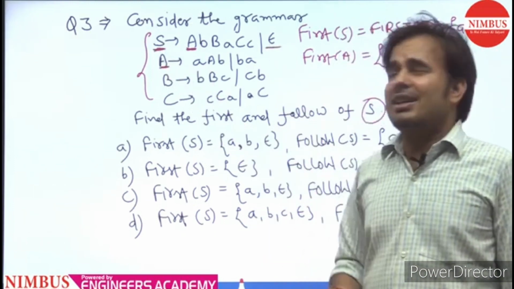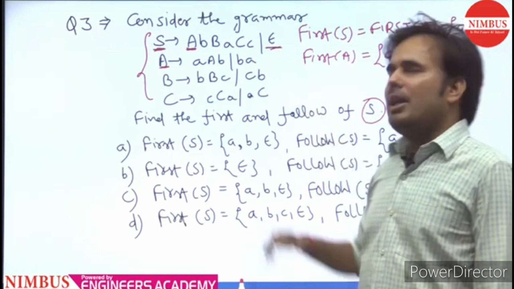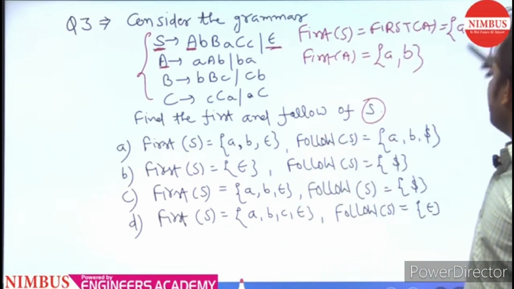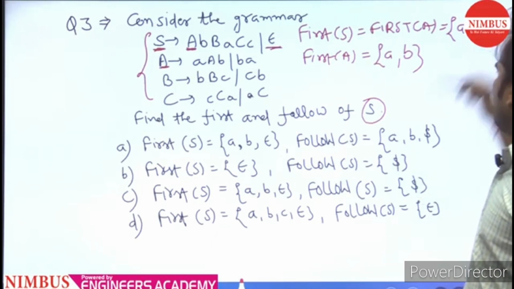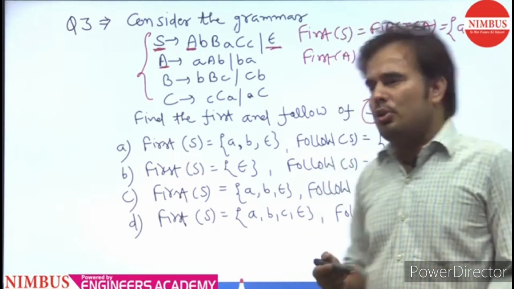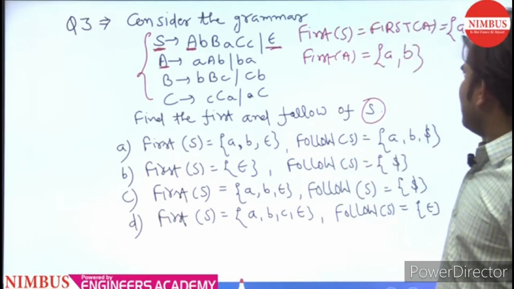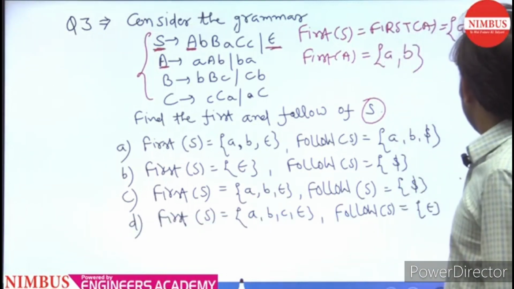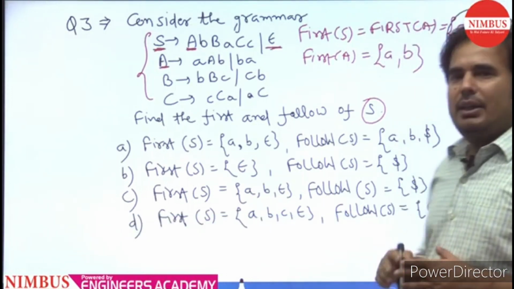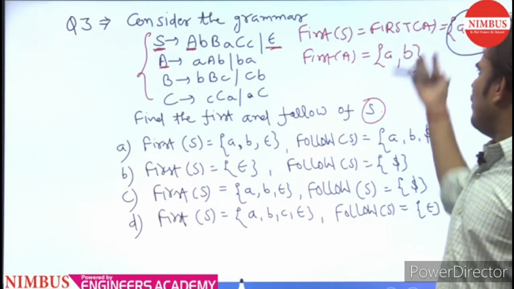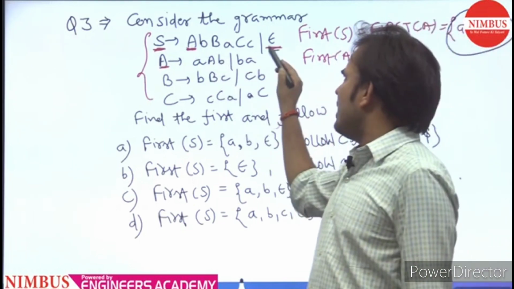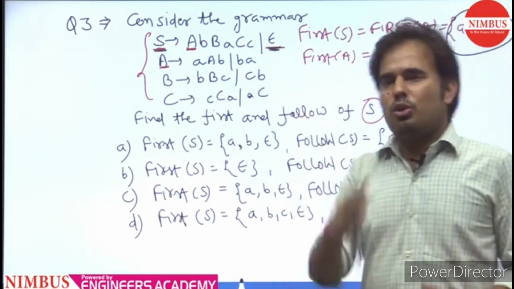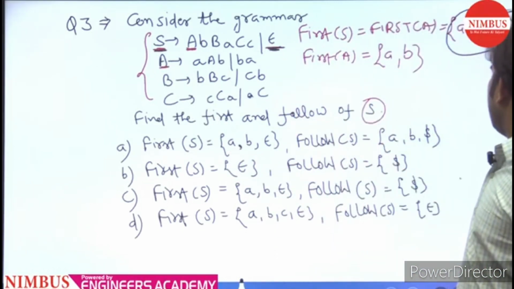So first of S directly contains epsilon also. Put epsilon here also. So like this, this is the first of S. First of S contains first of A and epsilon too, because S directly produces a terminal. Epsilon is also a terminal, so it will come here.